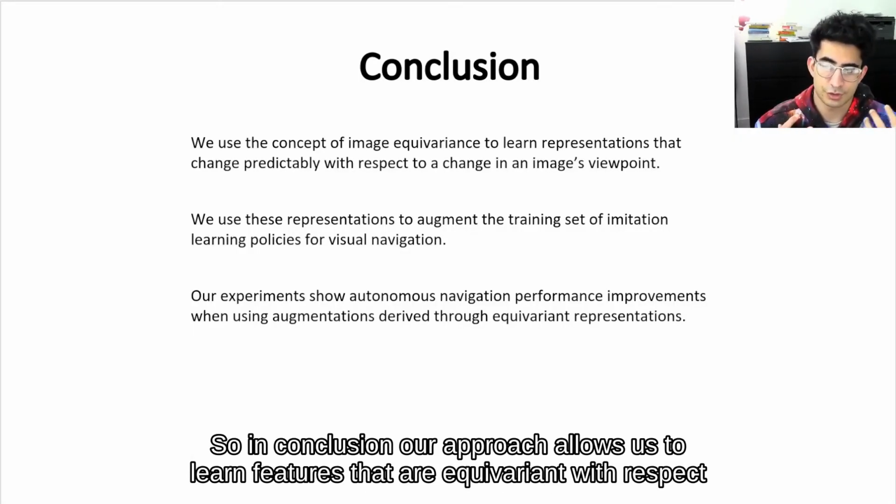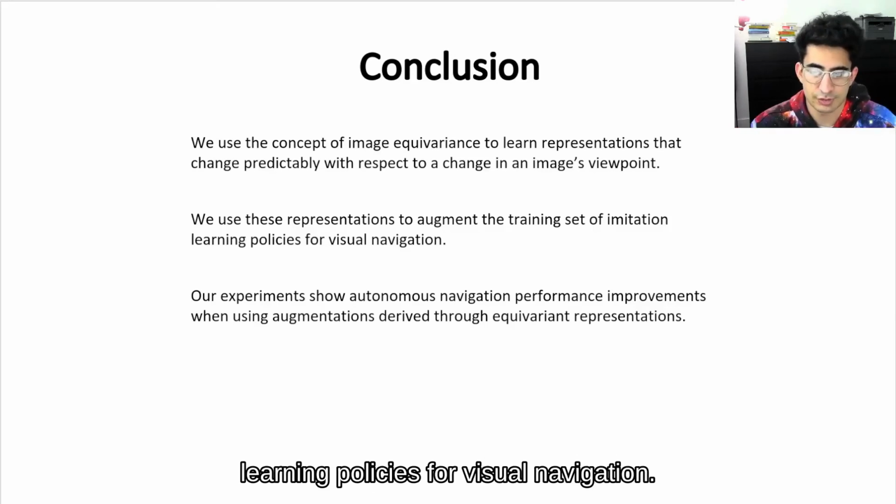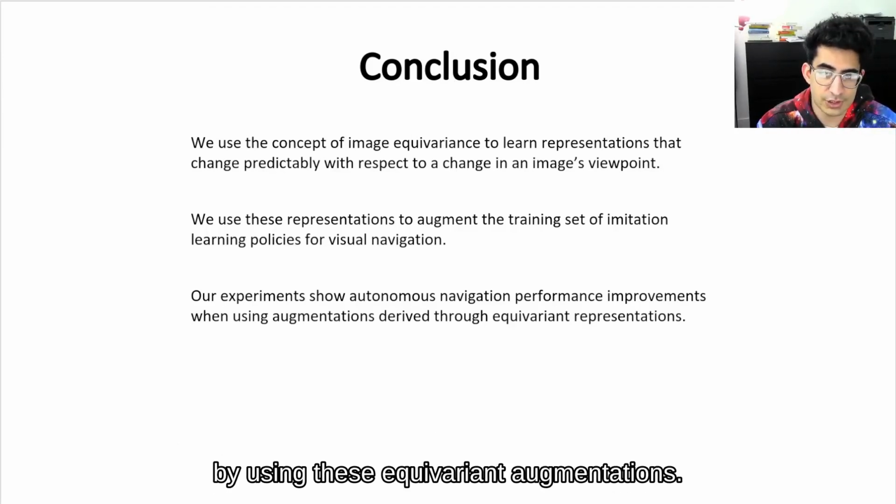So, in conclusion, our approach allows us to learn features that are equivariant with respect to viewpoint transformations, and then use this to augment the training set of imitation learning policies for visual navigation. And our experiments show that visual navigation performance can be significantly improved by using these equivariant augmentations.